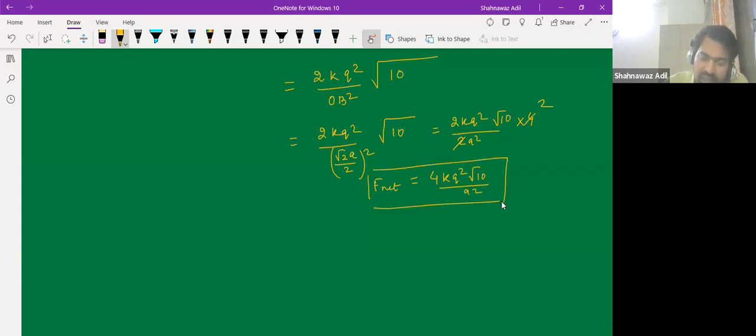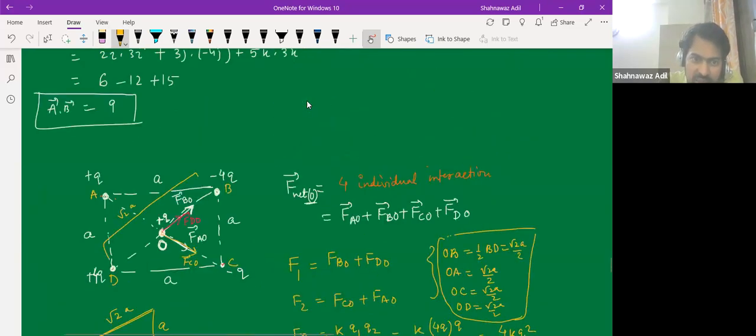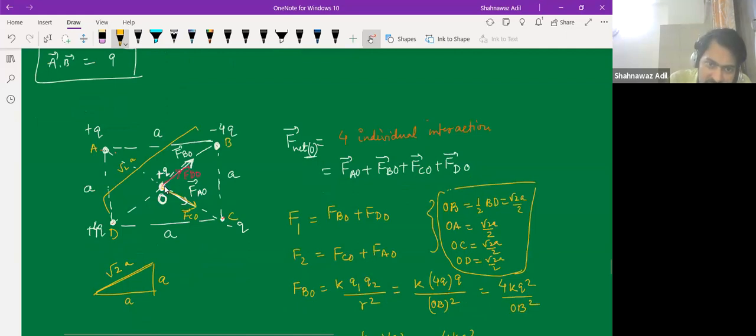And the direction would be in where? Where would be the direction? So direction would be in this way, right? Because if we use the parallelogram law, we make the parallelogram in here. If we join this, that would be the result, right? So this was the question.